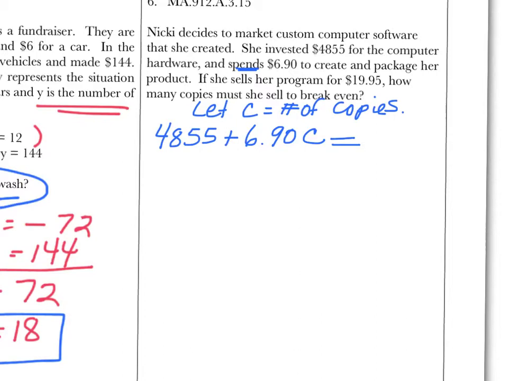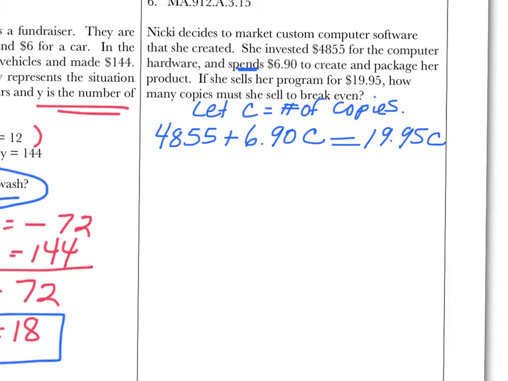So I want to know, when are those two things equal? That's her break-even point, when they are equal. When the money she has to spend to make the product equals the money she's bringing in on the product. So that's going to be $19.95 times C. Break-even means when are the two equations equal?